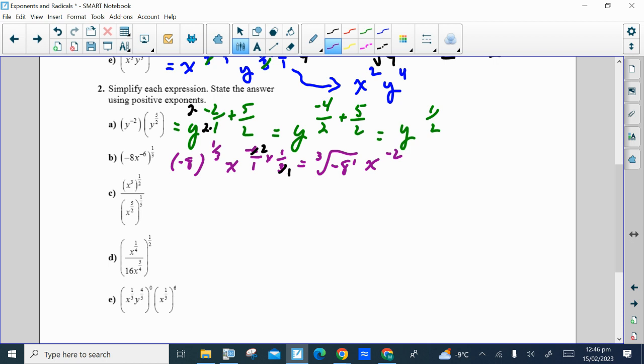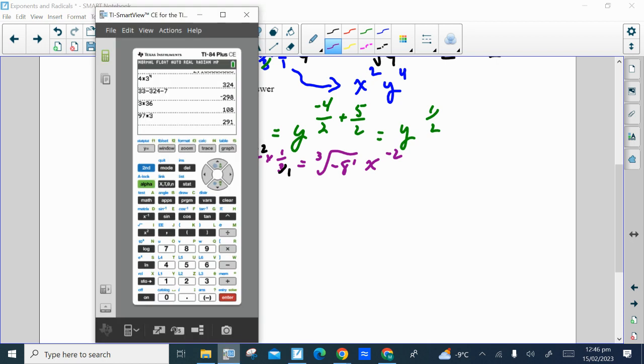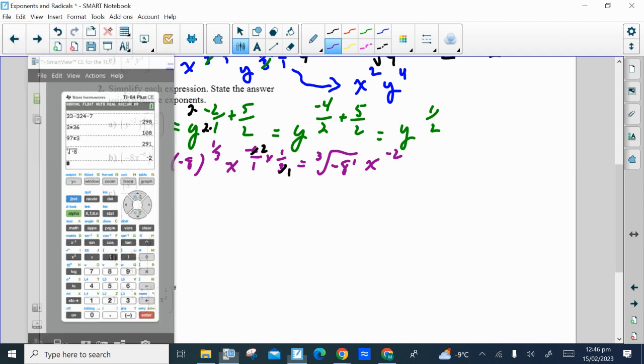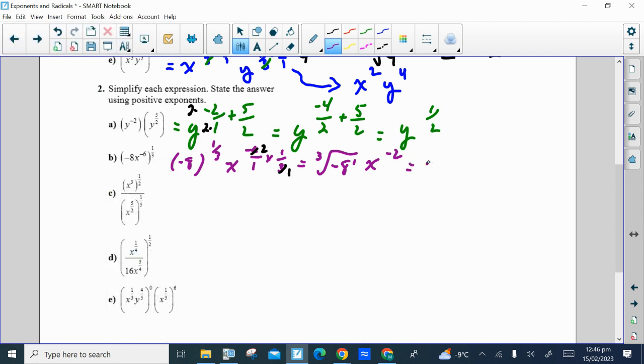And the cube root of negative 8 does exist. It is negative 2. Cube root is asking what number times itself 3 times will give you negative 8. Negative 2 times negative 2 times negative 2 does give us negative 8. But we can also use our calculator. Most calculators allow you to take the cube root if you know how to use it. The cube root of negative 8, again, is negative 2. So this is negative 2 times x to the negative 2.